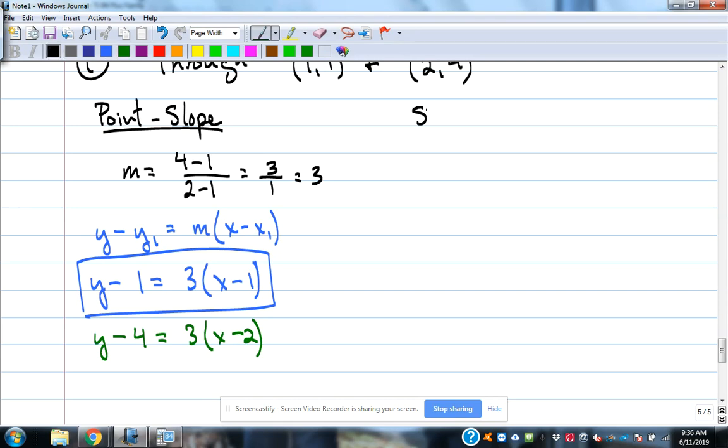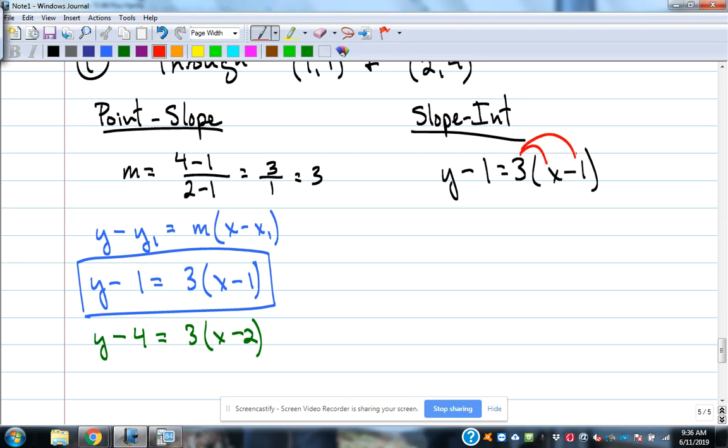Let's go over here and let's do slope intercept form from the same problem. Because I've already written the answer in point slope form, I'm just going to start with that. y minus 1 equals 3 times parentheses x minus 1. And to get it in slope intercept form, all I've got to do is get y by itself. So I'm going to do the work of solving that equation for y. So 3 times x and 3 times -1. So that'd be 3x minus 3. That's easy.